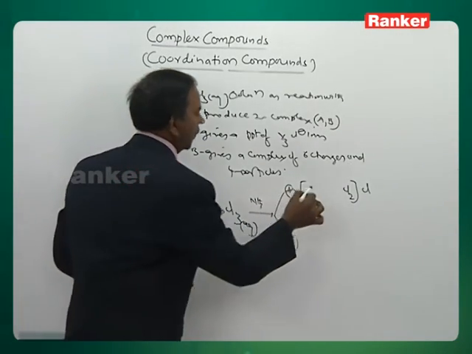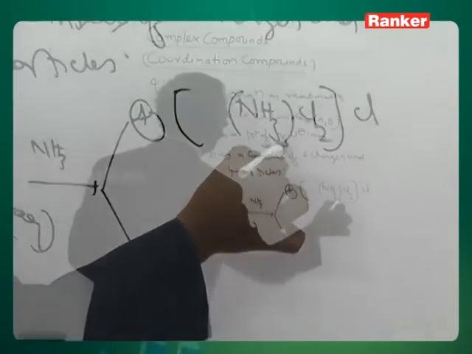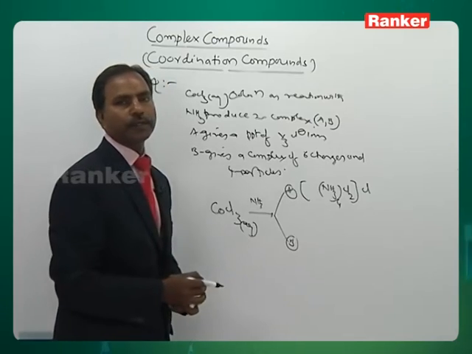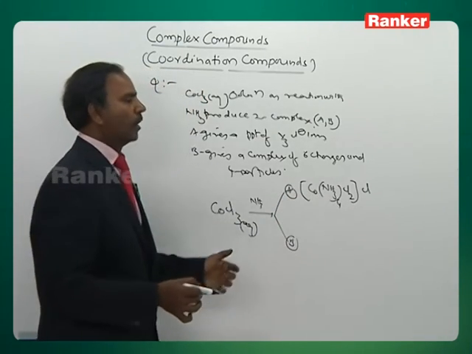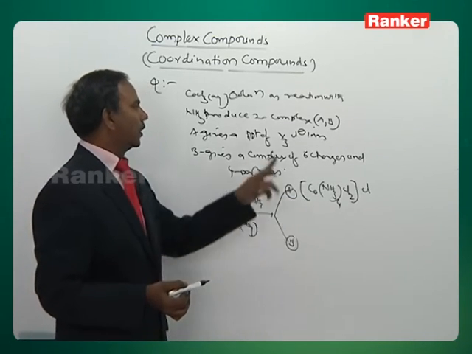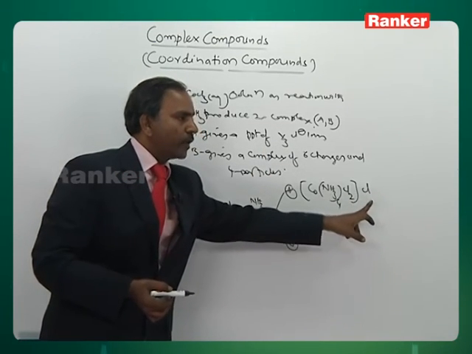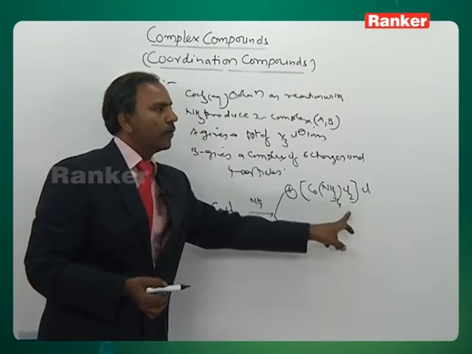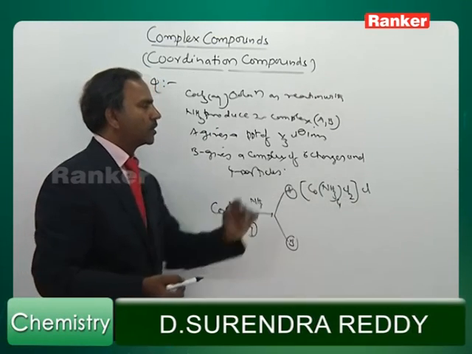Then how many amines should be there? Total coordination number you have to make 6. Therefore, 4 plus 2, that is 6. Then put the complex with Co. This is the chemical formula of complex A. This is producing 1/3 chloride ions. Out of 3 chloride ions, 1 is precipitated. This is the complex formula A.